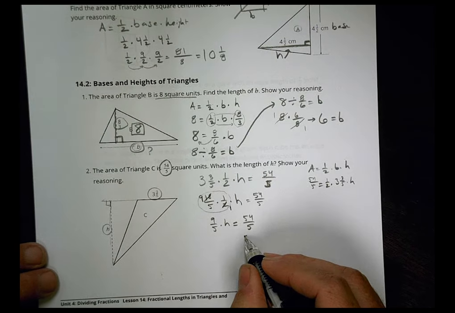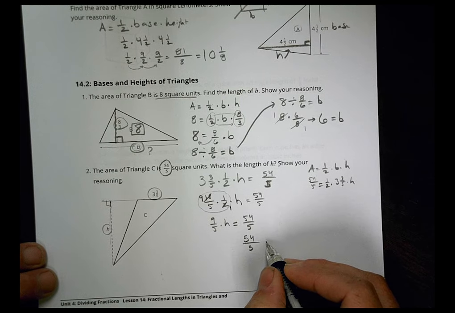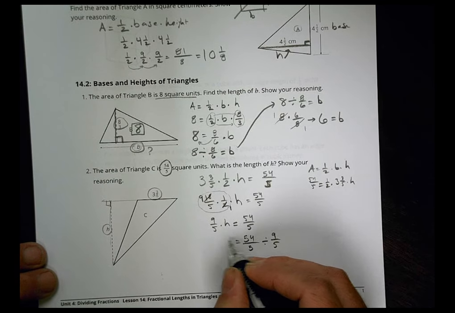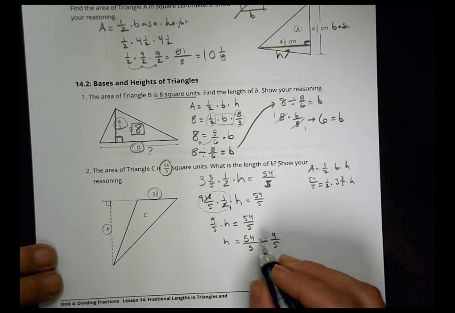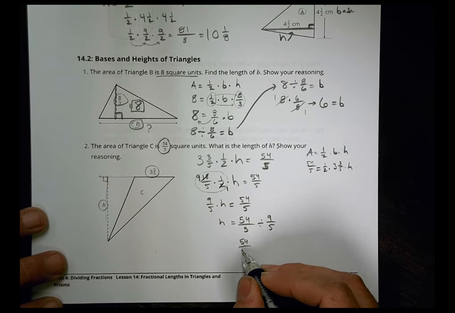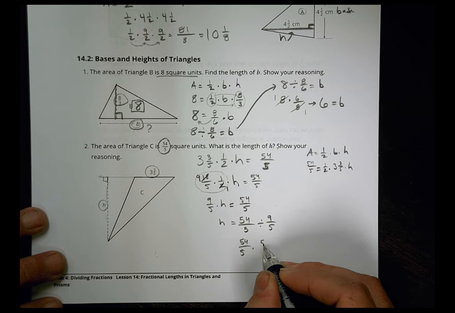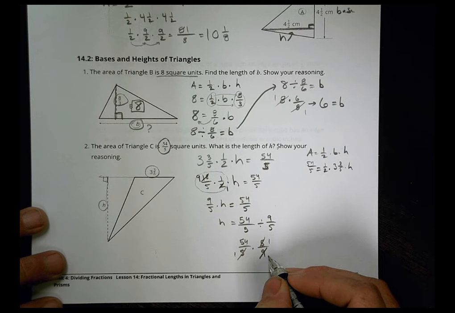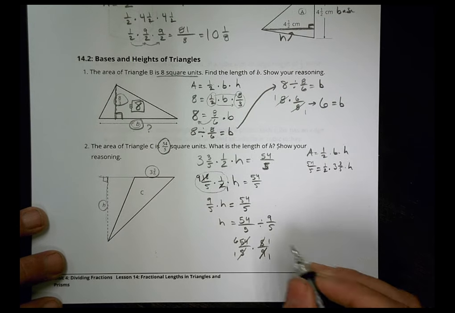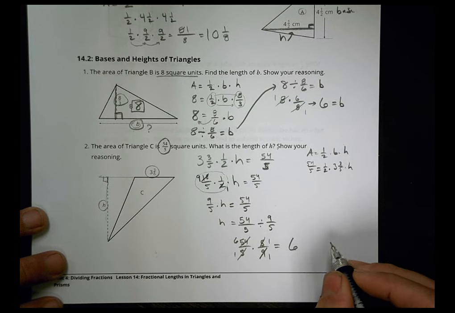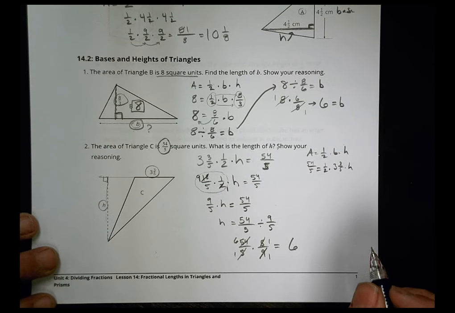To get the h by itself, I'm going to divide by 9/5. So h equals 54/5 divided by 9/5. For this, we multiply by the reciprocal, 5 over 9. I had the 5s reduced to 1 and 1. And 9 times 6 is 54. So we know the answer is going to be 6. So I have a height of 6 again.